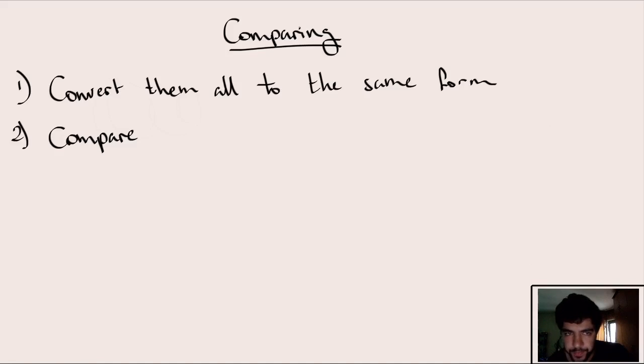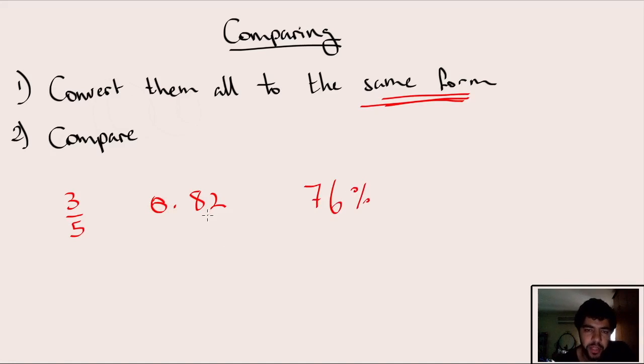And then in the last phase, we're going to look at comparing them. The whole idea of comparing them is making sure that they're all in the same form. It's harder to compare things that aren't in the same form. So if we have these, how can we put them in order of smallest to largest? What I'm going to do here is convert them all to percents, just because in this case, for me, I think it's easiest. So this is already a percent. We don't need to change it.